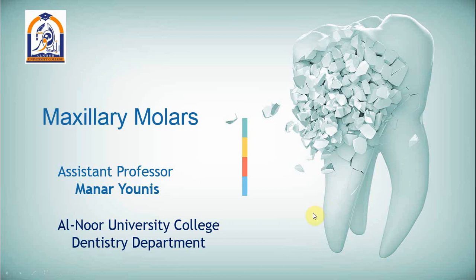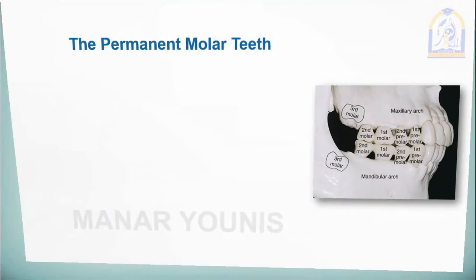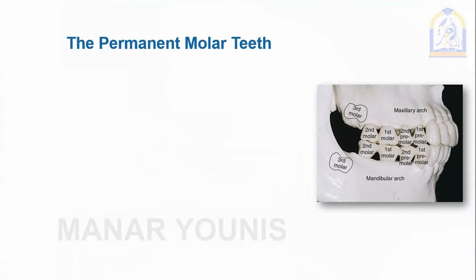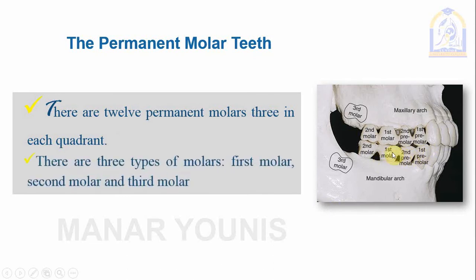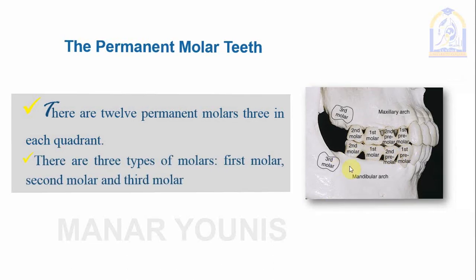Today's lecture is about the maxillary molars. First, I will present a quick review for the common characteristics of permanent molars, or what's called class traits. Then I'll move to the permanent maxillary molars. The permanent molars are 12 in number, 6 in each arch and 3 in each quadrant. There are 3 types of molars: first, second, and third.